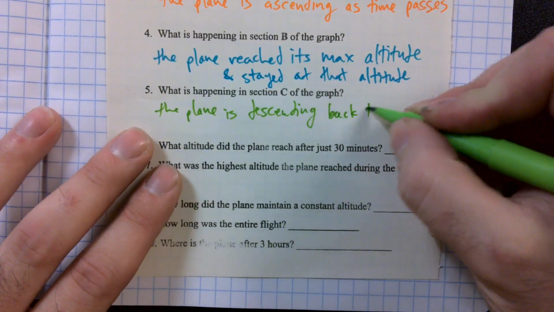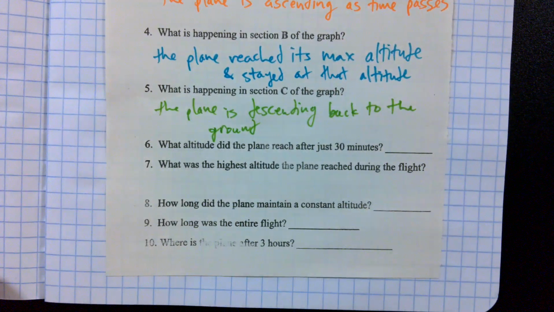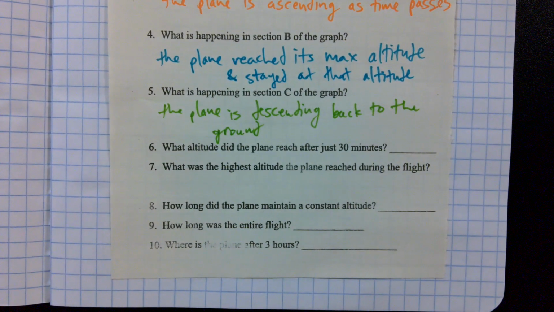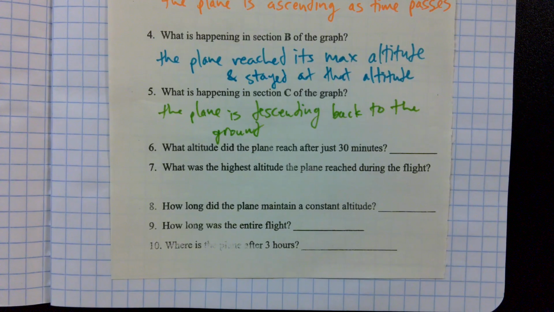Back to the ground. So we're just understanding, right? The first section of the graph, section A, we're ascending. Time is moving. The altitude is ascending, right? Going up. Then there's a portion of time where the altitude doesn't change, right?